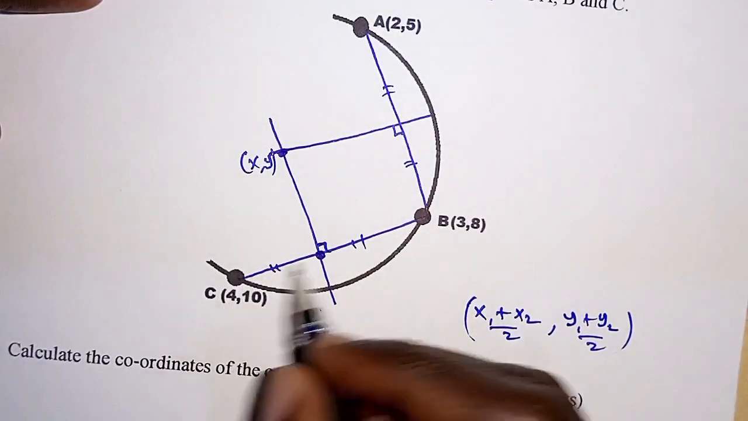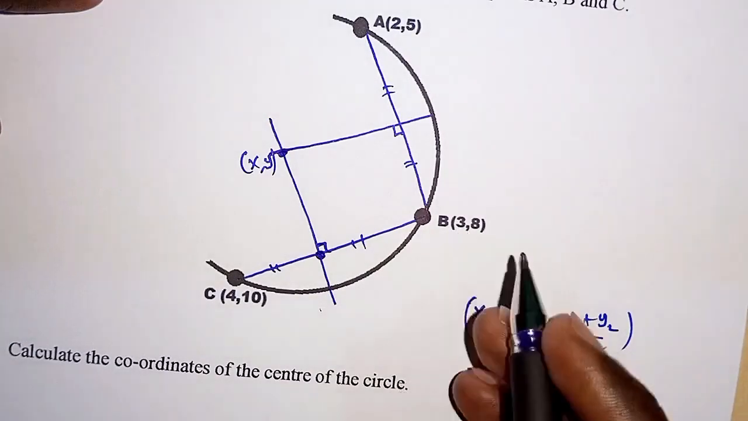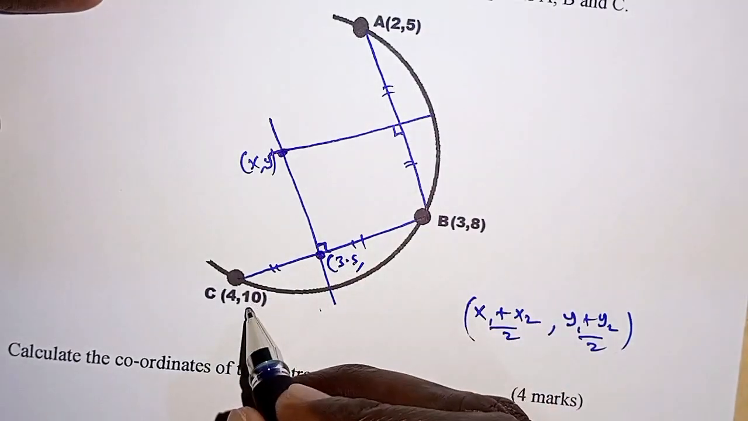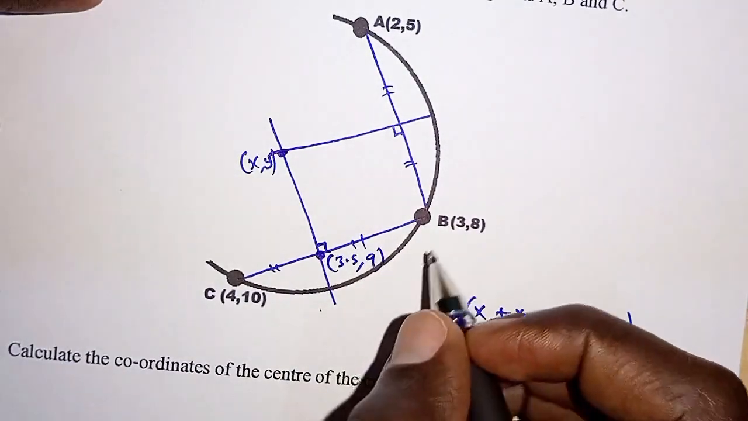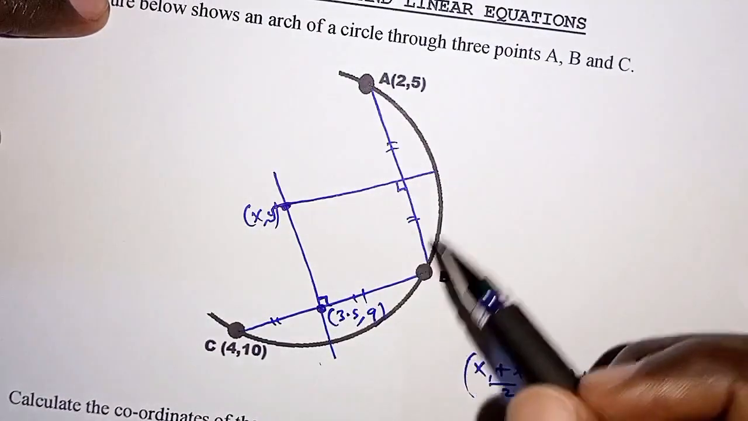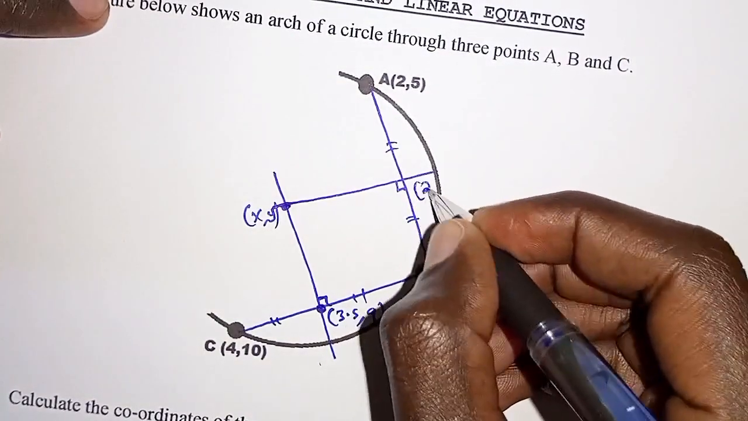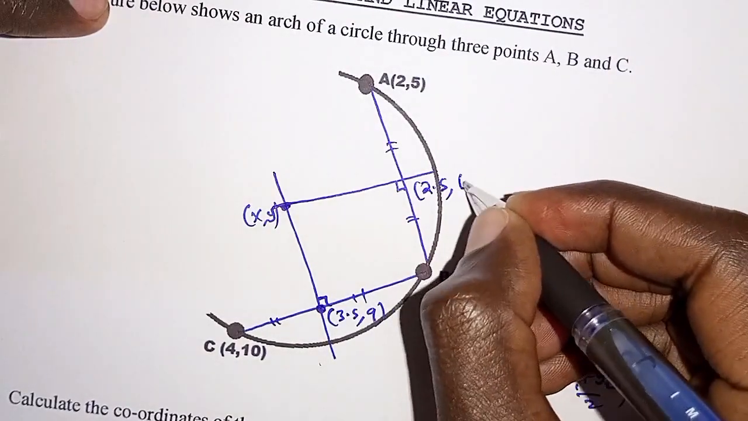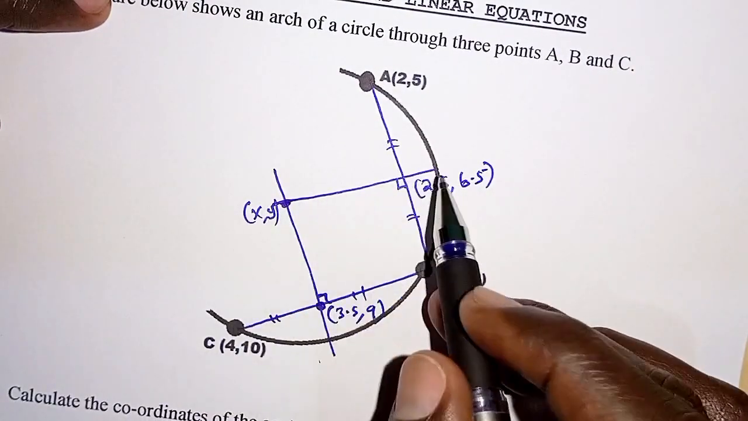So for line CB, the midpoint is 4 plus 3, which is 7. 7 divided by 2, that is 3.5. And then for y, we have 10 plus 8, which is 18 divided by 2, 9. The same applies to this other chord. We'll have chord AB, 2 plus 3, 5 divided by 2, 2.5. And then 5 plus 8, 13. 13 divided by 2 is 6.5. Now these already are points on the perpendicular bisectors.